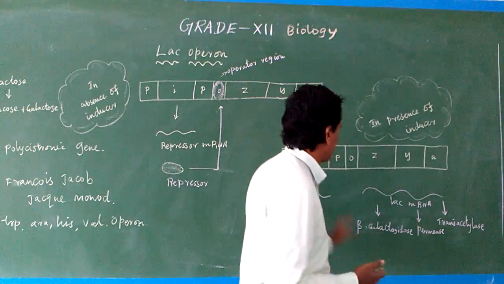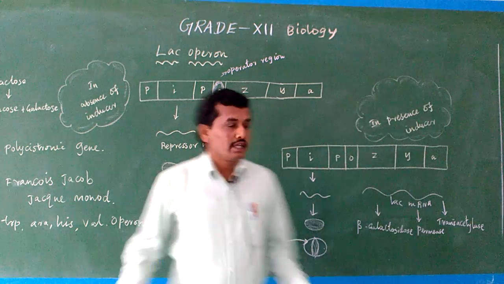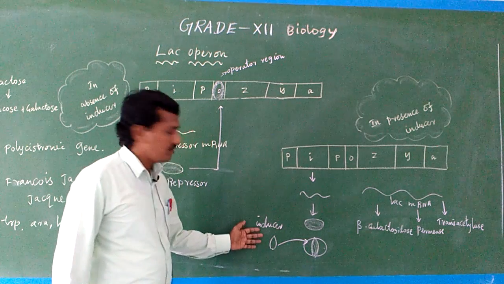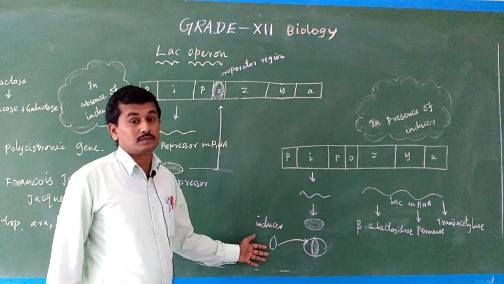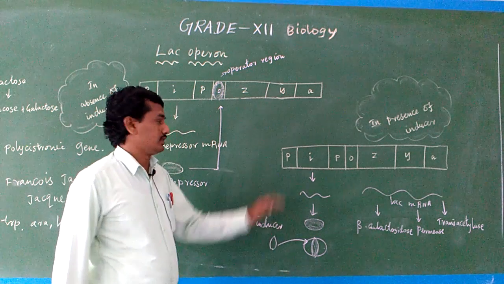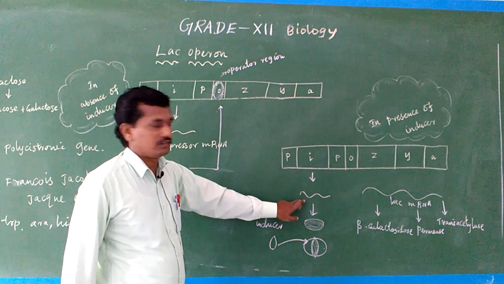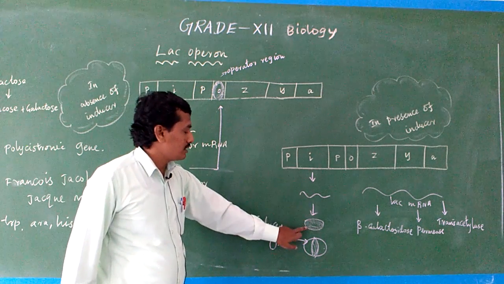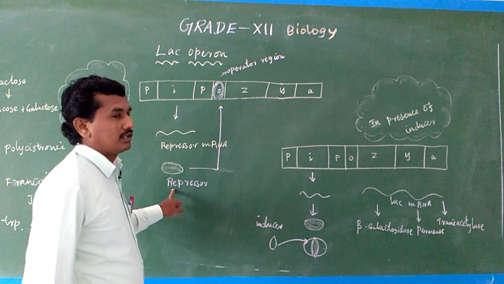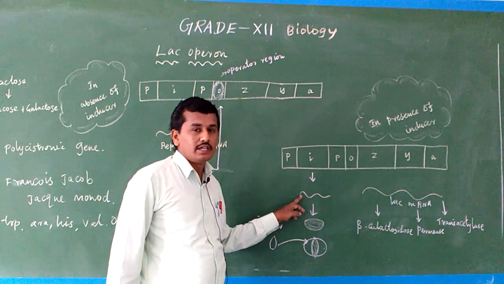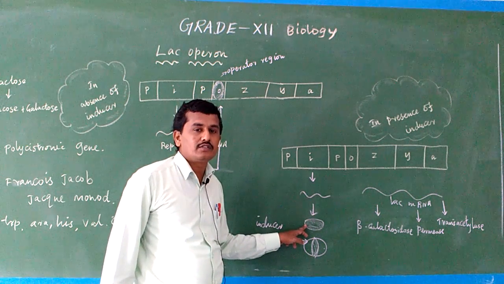The next part, in the presence of inducer, in the second situation the inducer is present. The inducer here is actually not an inhibitor; the inducer is lactose. Now the inducer lactose has come. Generally, the I gene is expressed as mRNA after the transcription process, then the mRNA is converted into protein. That protein is the repressor, as we saw here. So the I gene produced the repressor mRNA, then the repressor mRNA produces the protein, that is the repressor.